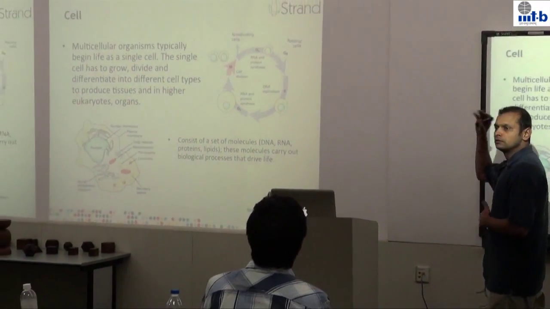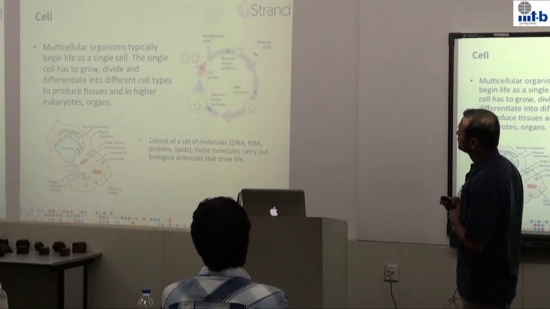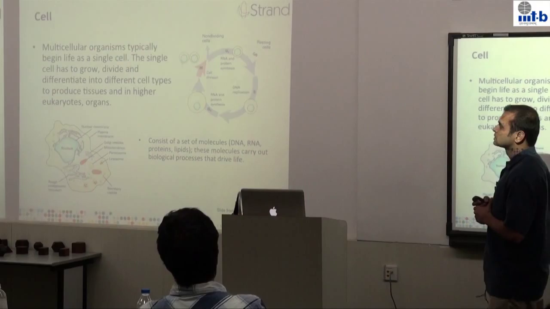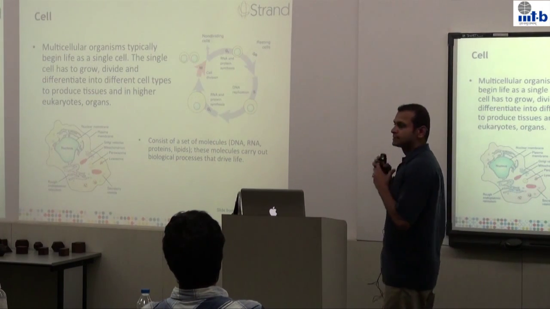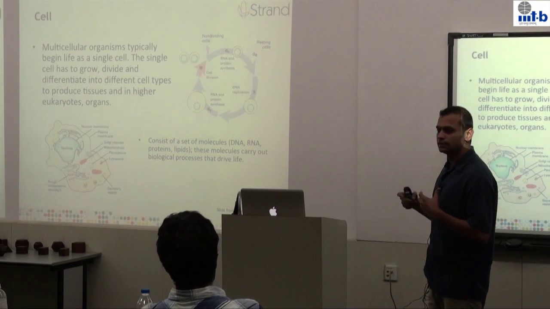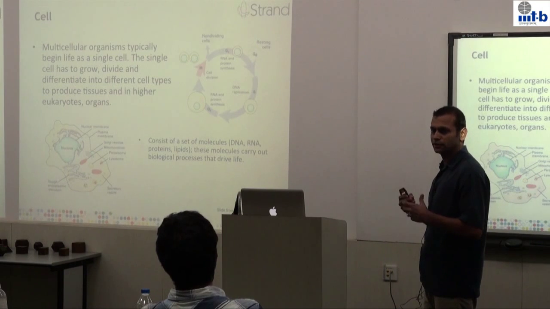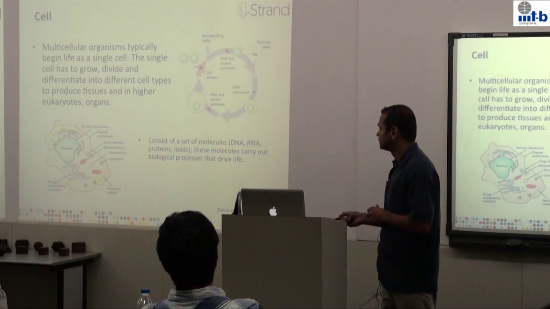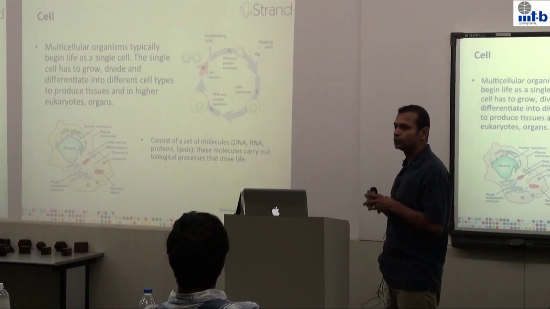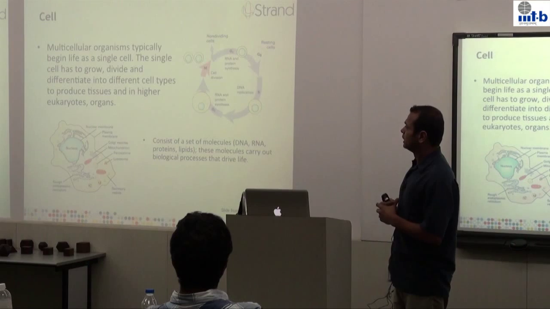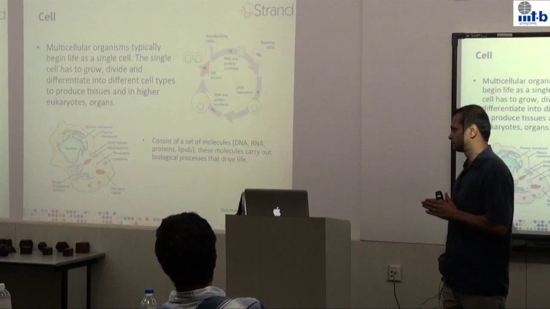So going back to school level biology, just spending 5 minutes to give you the background. All these multi-cellular organisms start life with a single cell, and the cell is the basic fundamental unit of life. This single cell has to grow, divide, and then differentiate into different cell types, producing different tissues and organs. You might remember this cell structure, where we have a nucleus and then a cytoplasm. In the nucleus, you would have some important molecules, which is what we want to focus on for today's talk.